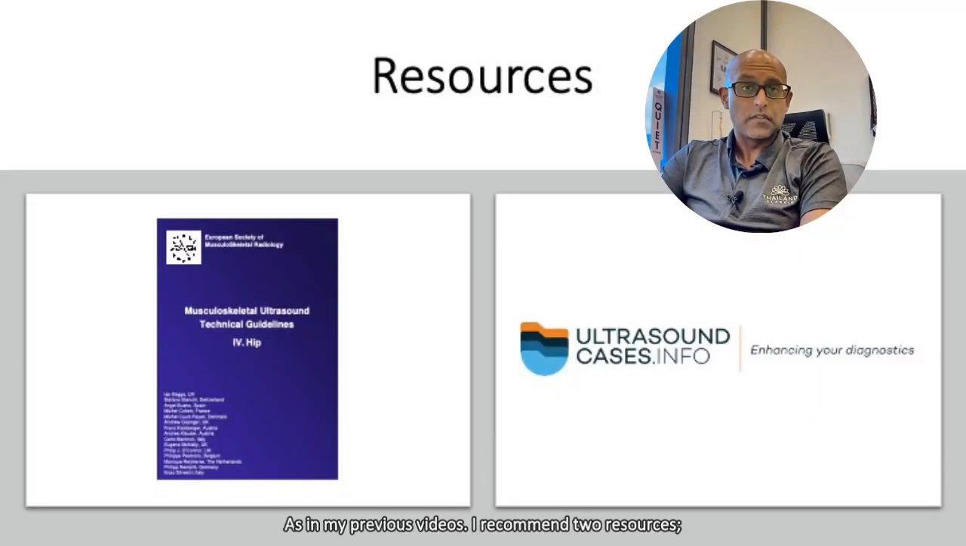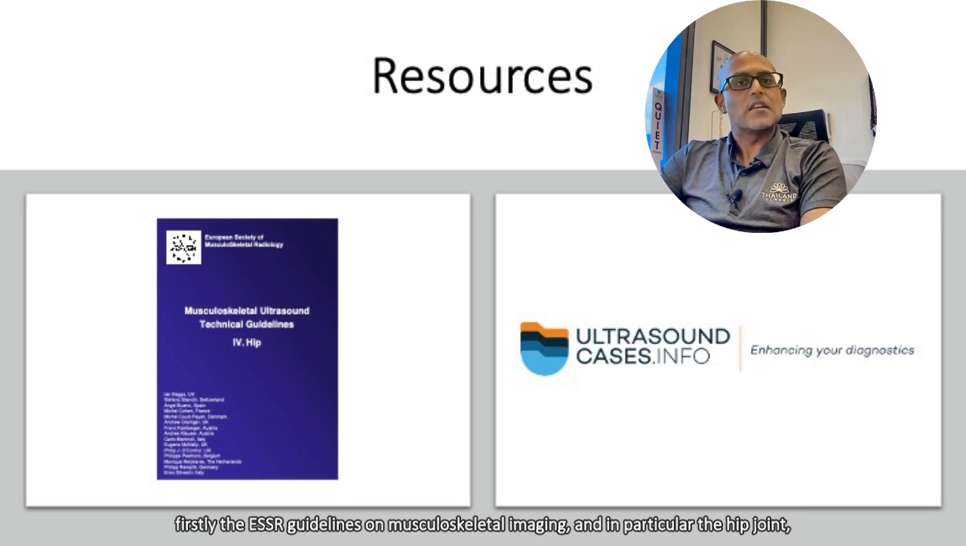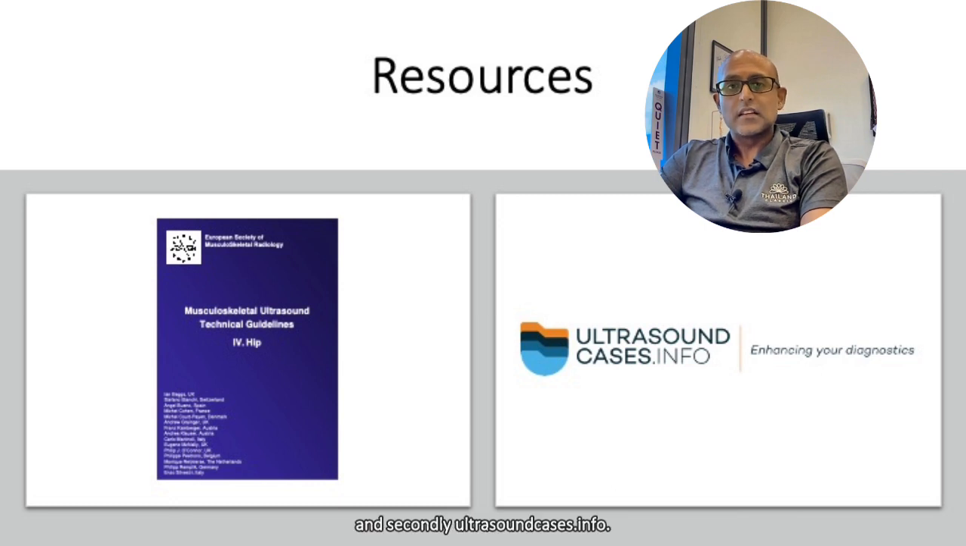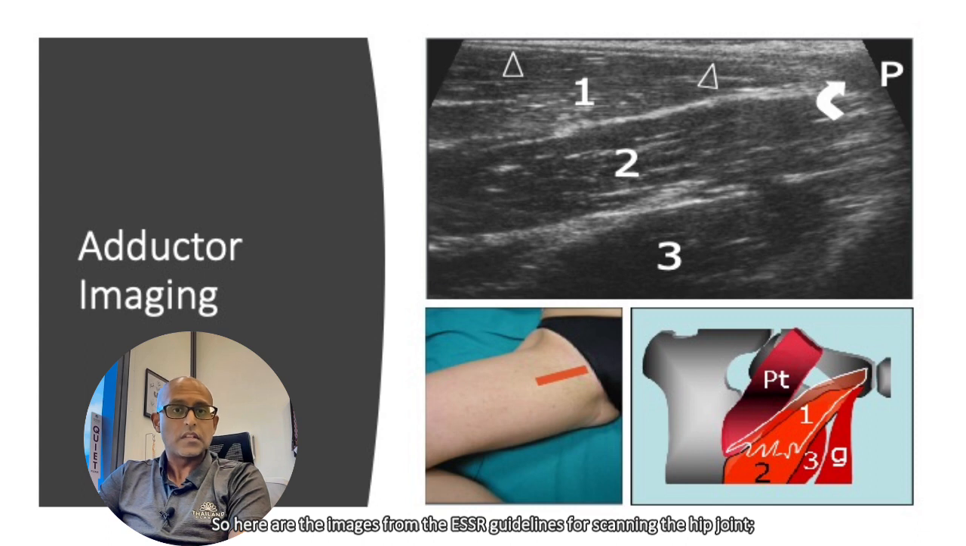As with my previous videos, I recommend two resources. Firstly, the ESSR guidelines on musculoskeletal imaging, and in particular the hip joint, and secondly, ultrasoundcases.info. So here are the images from the ESSR guidelines for scanning the hip joint.